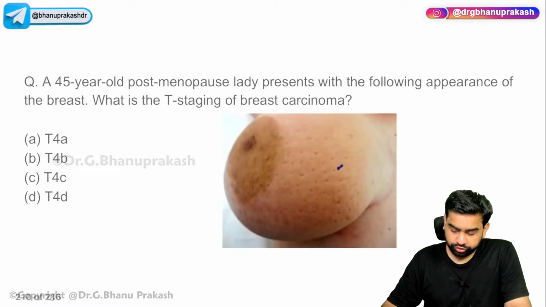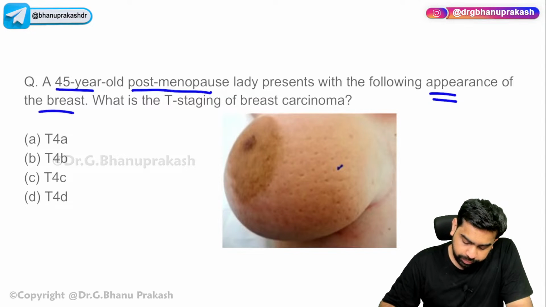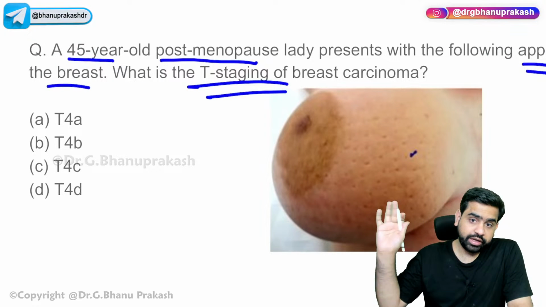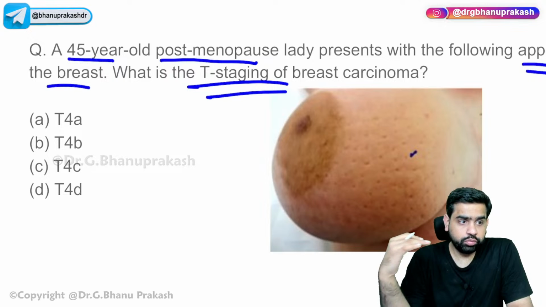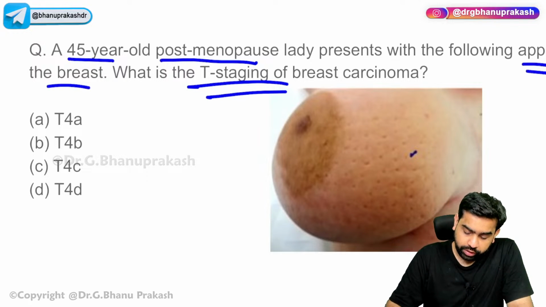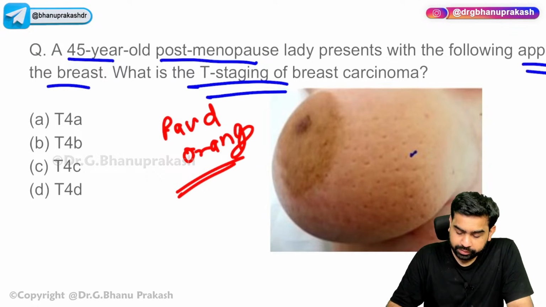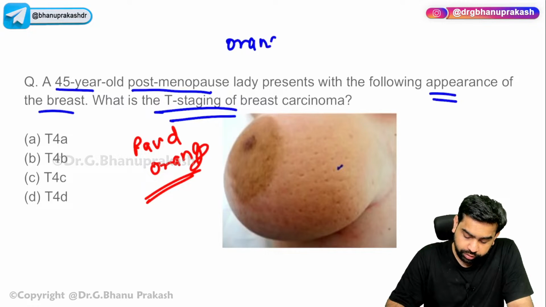Okay, understood. Now, there's a 45-year-old post-menopausal lady with a particular appearance of the breast. What is the T stage of this particular patient? First of all, what are you looking at in this skin of the breast? This is the peau d'orange appearance. This peau d'orange is basically called the orange peel appearance.